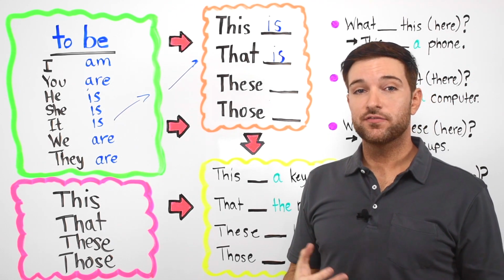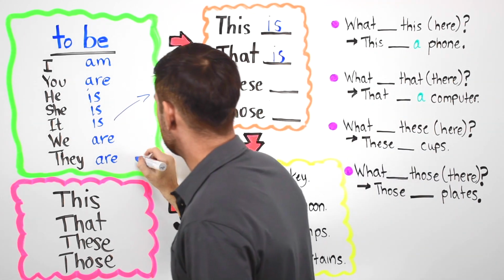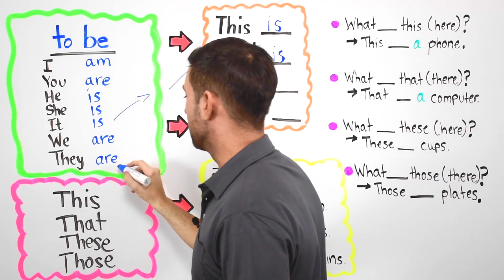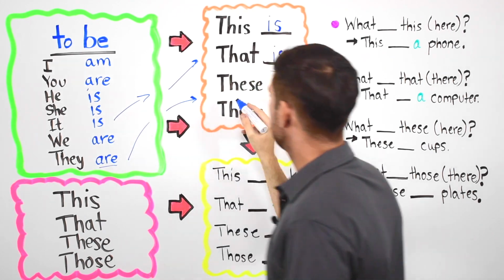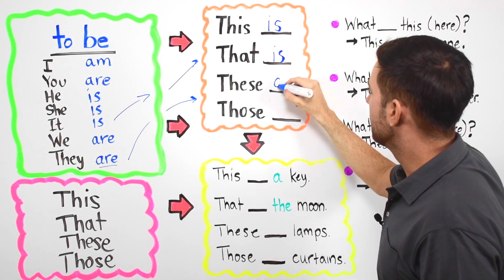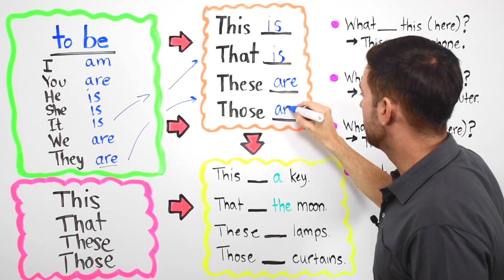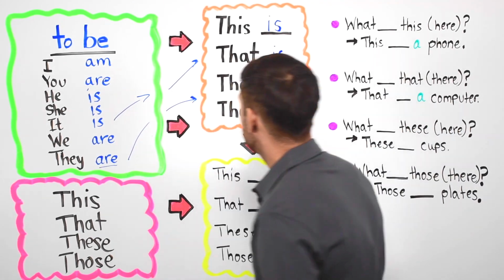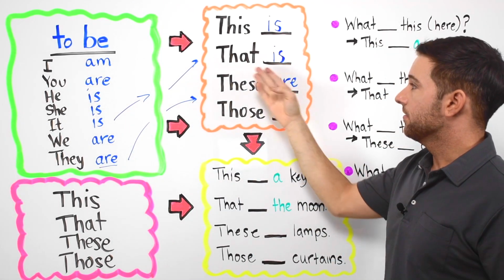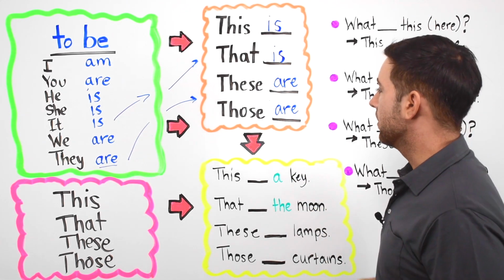All right. Now, I also want to point out that when we are talking about these and those, we're going to be referring to the third person plural, which is the they form. So we're going to take are in this case, and we're going to move it on over here, and it becomes these are, and those are. Okay? So again, we have this is, that is, these are, and those are.